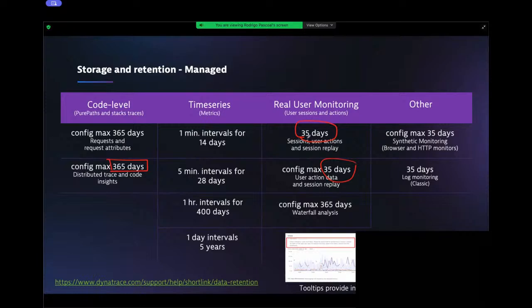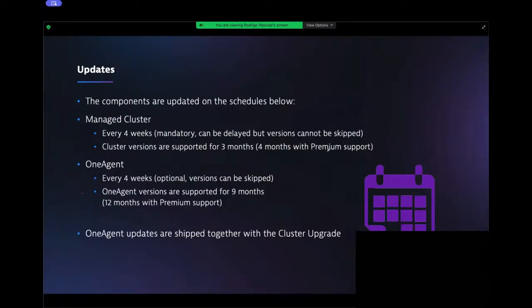Okay. That's the storage and retention. So let's move to updates on managed. Remember that on SaaS there were 2-week updates. In managed, we have 4 weeks. So every 4 weeks, there is a new version of Dynatrace Managed.